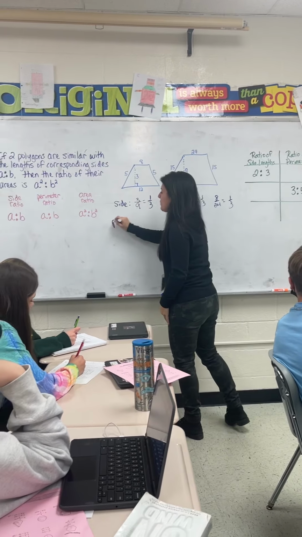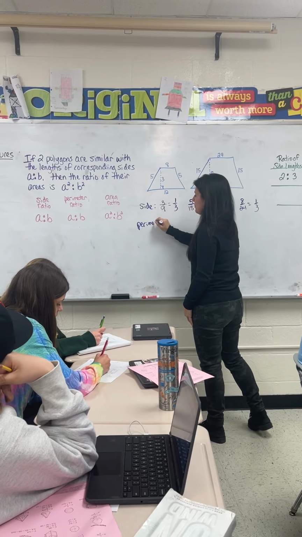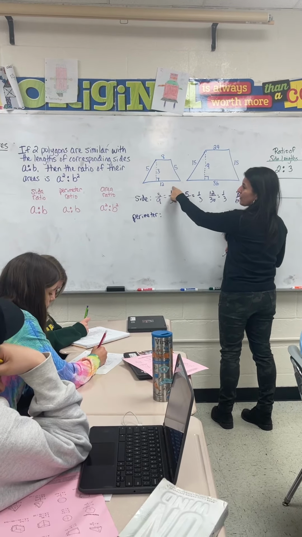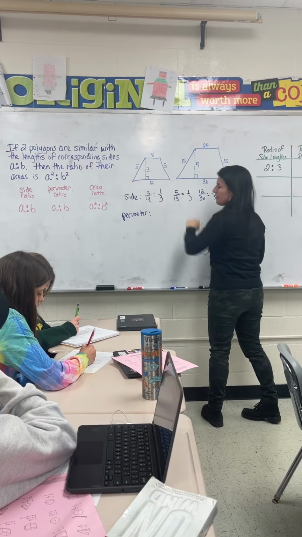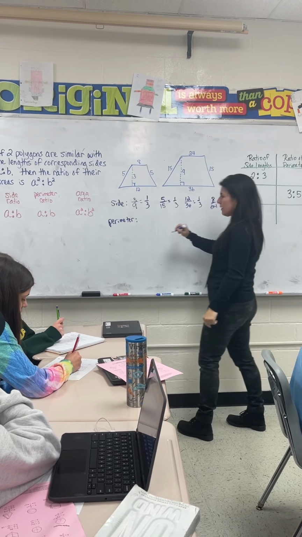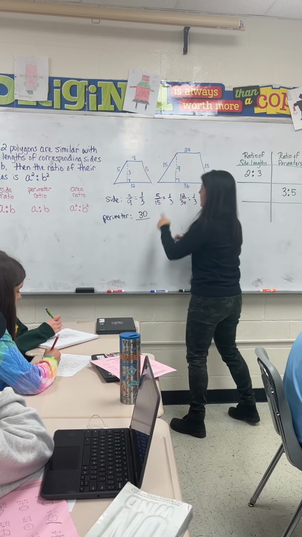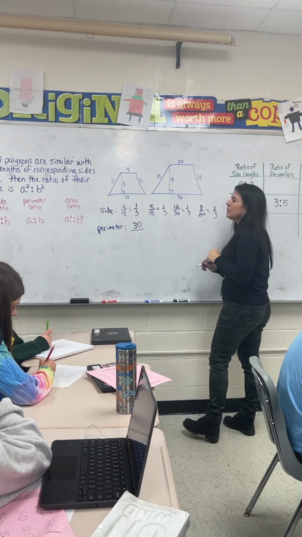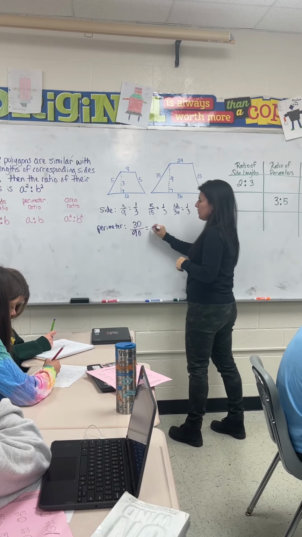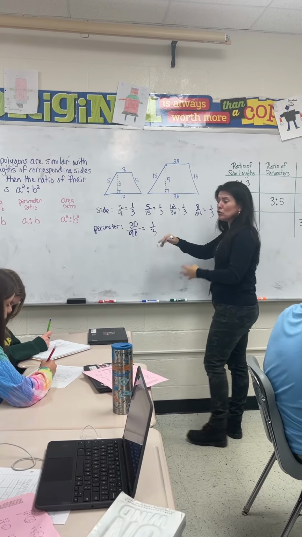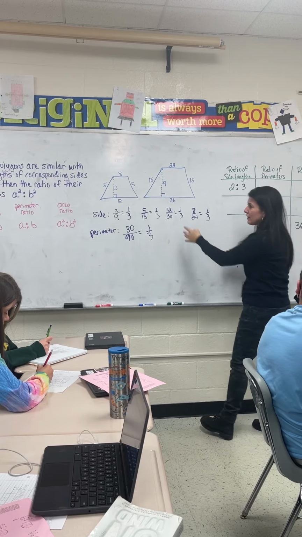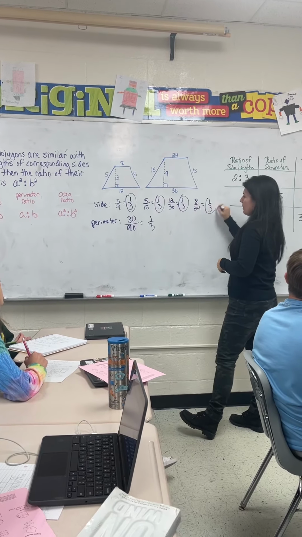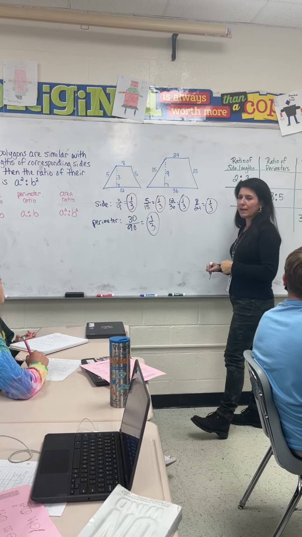What about the perimeter ratio? What's the perimeter of this trapezoid? Adding all the side lengths up, what do I get? It's 30. What's the perimeter of this trapezoid, adding those side lengths up? And what does this simplify to? 1/3. So this is just one example, but I want you to see that the side length ratios and the perimeter ratios are the same.